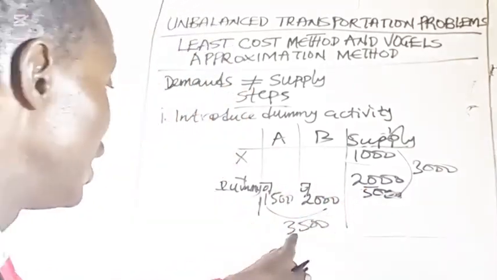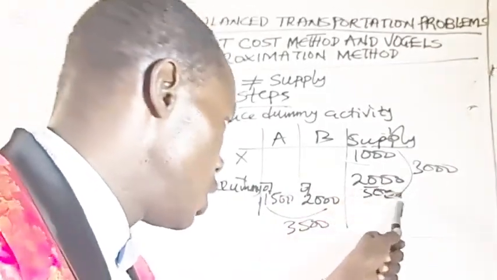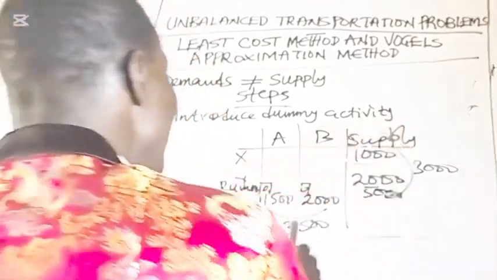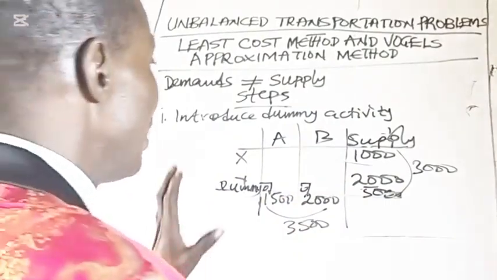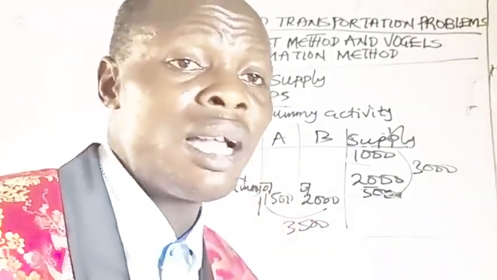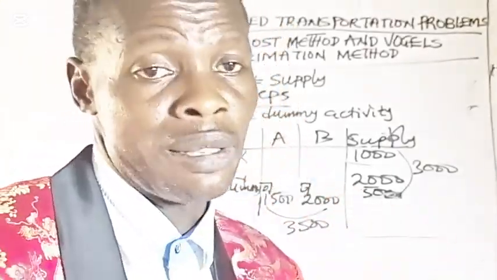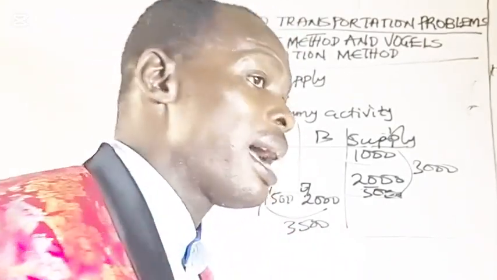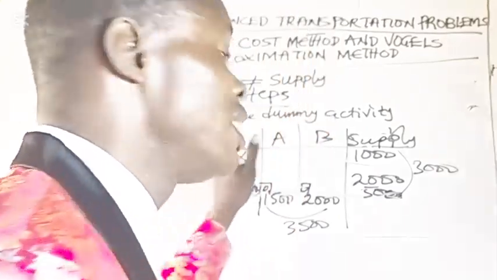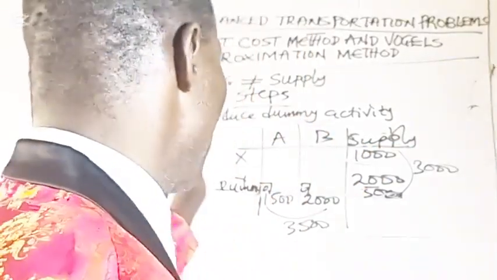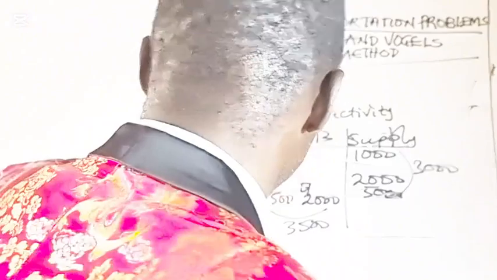That is where demand is greater than supply. You introduce your dummy horizontally. But where supply is greater than demand, you introduce your dummy vertically. That is the first step. Then after introducing dummy, you now solve the problem using the method specified. All this have been explained in my earlier videos. I've given you the steps or the procedures for solving unbalanced transportation problems in my earlier video. So you will still need to follow the same procedures.